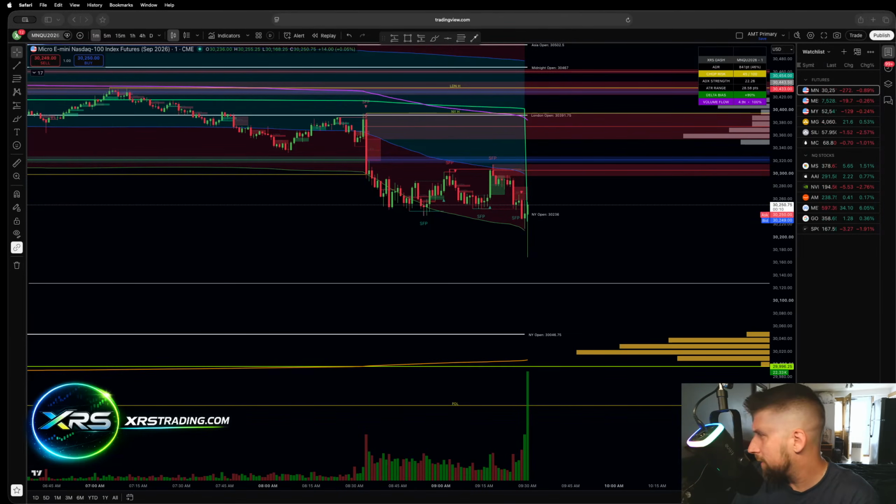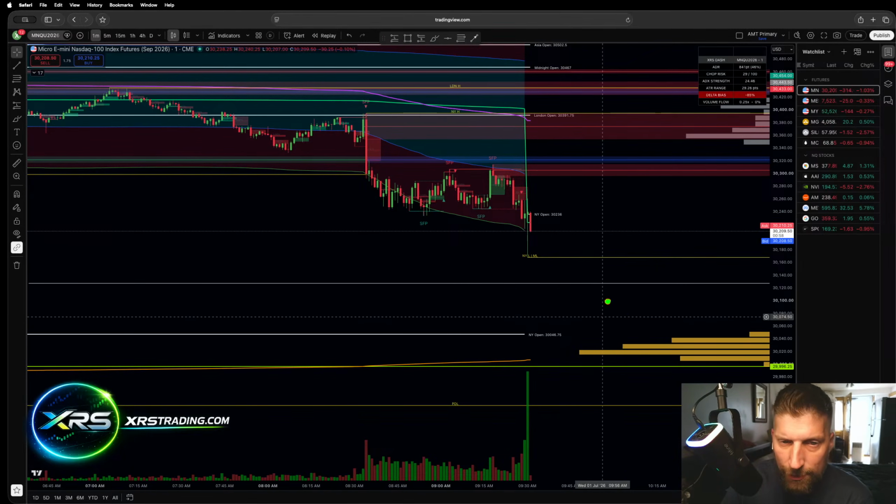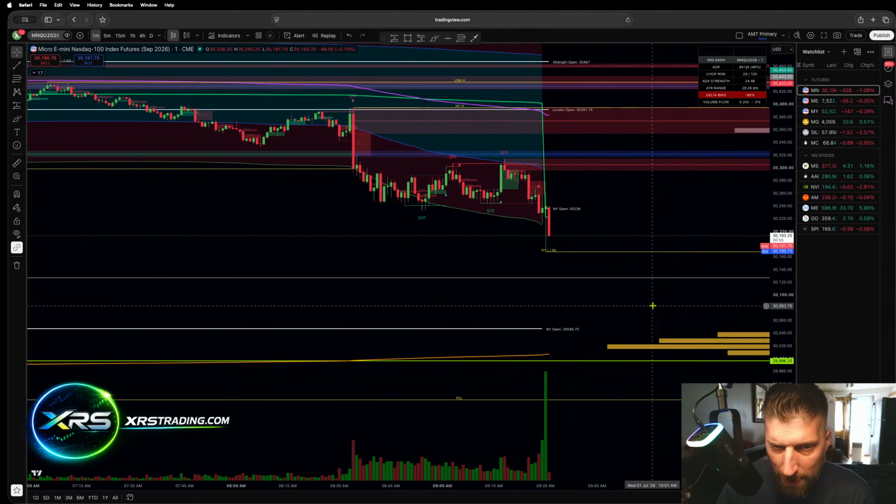Looks like it's trying to crank. There's a high volume node down below us too, close to previous day low. So the previous New York low is down here at 996, and then there's also a high volume node down there. I feel like it's possible that this is going to want to rip down to that area.